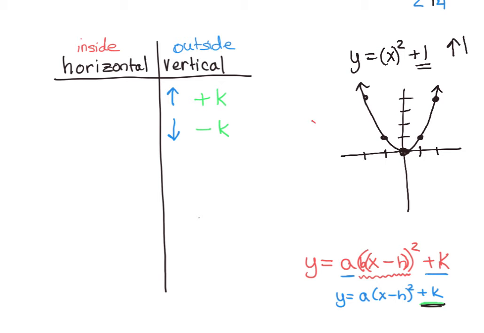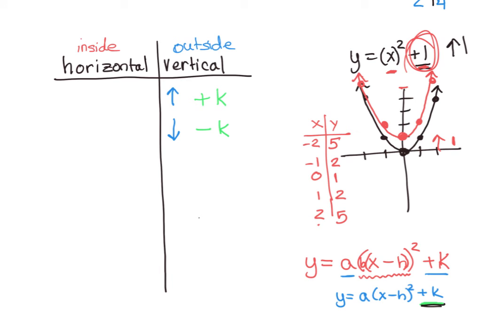If you're unsure, you can always create yourself a t-table again. I like to pick 0 when there's no shifting right or left. If I plug 0 in there, I get 0 squared plus 1, which is 1. Then I'll pick a couple points on the right and on the left. I'll pick my 1: 1 squared is 1, plus 1 is 2. I'll pick my negative 1: negative 1 times negative 1 is 1, plus 1 is 2. I'll pick my positive 2: 2 times 2 is 4, plus 1 is 5. And my negative 2 also gives me 5. When I graph it, it should look like you just shifted up one space, and that's because they put a number in the k location.